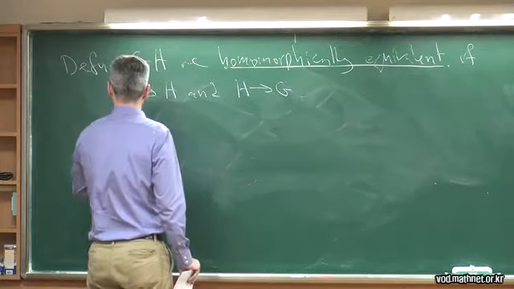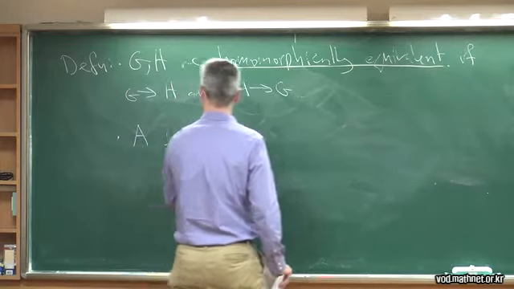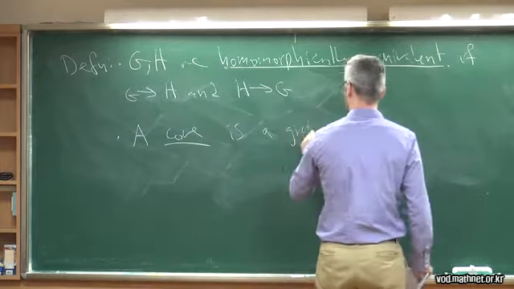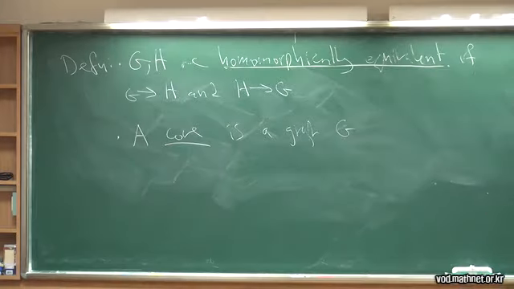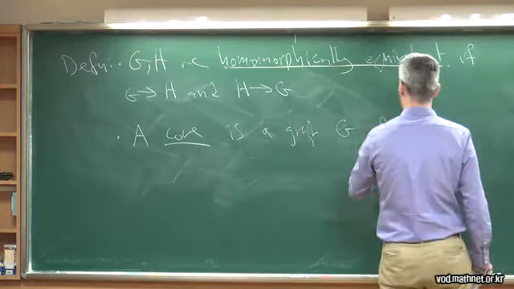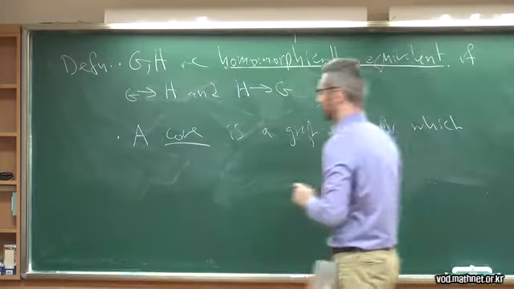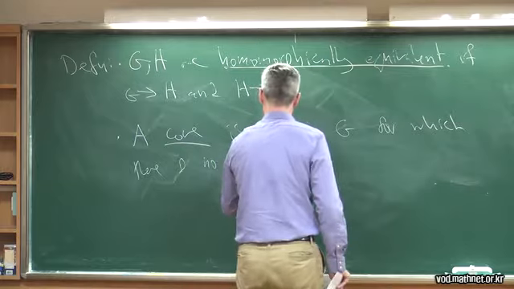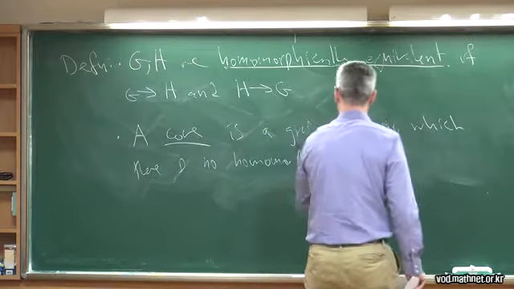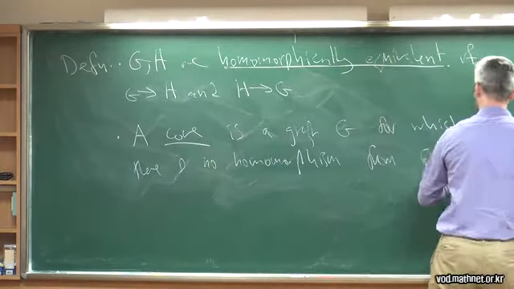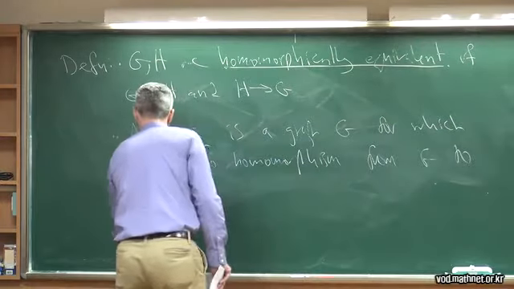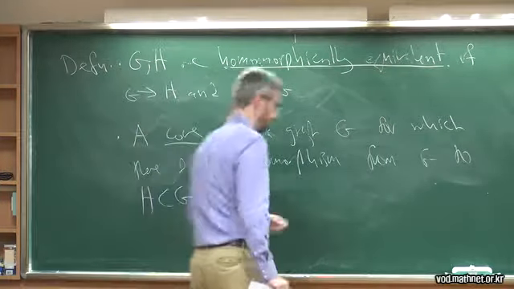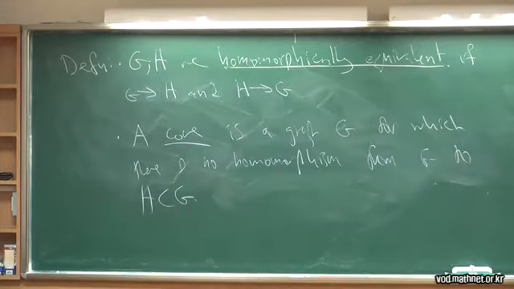And I'm going to define a core to be a graph G for which there's no homomorphism from G to any proper subgraph of G. So another way of saying this is that all the endomorphisms of my graph are automorphisms.